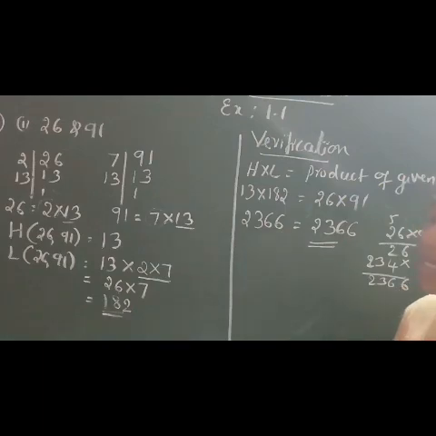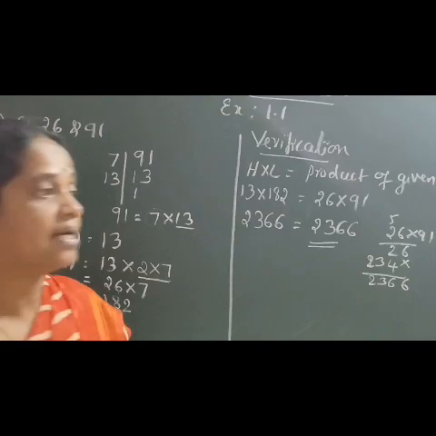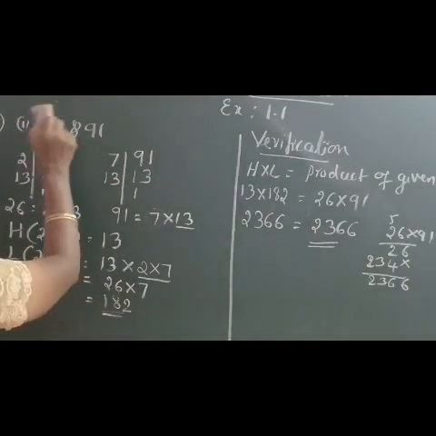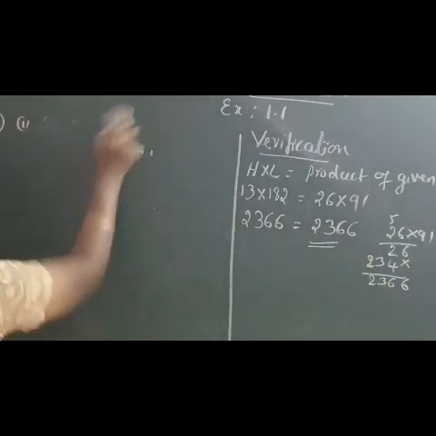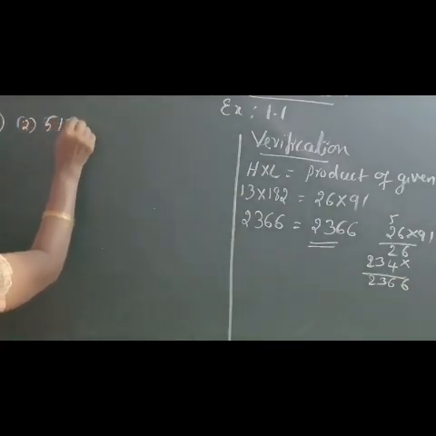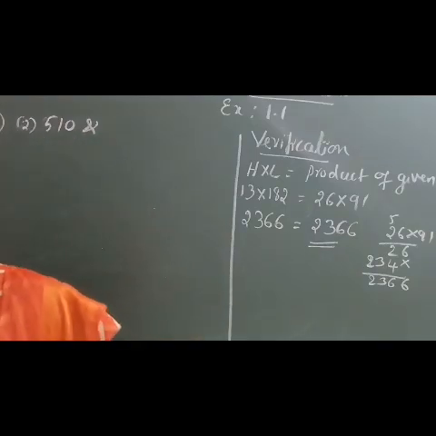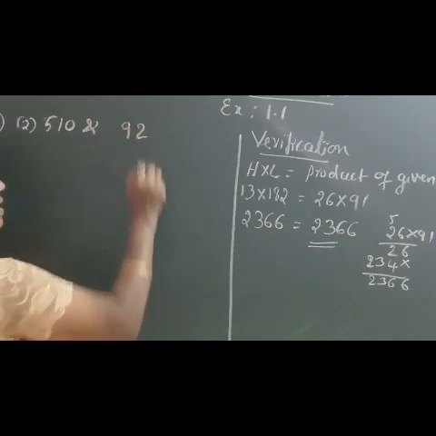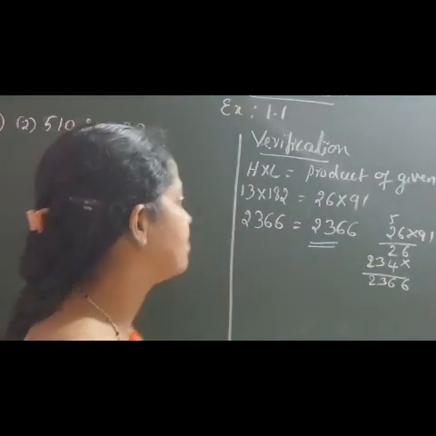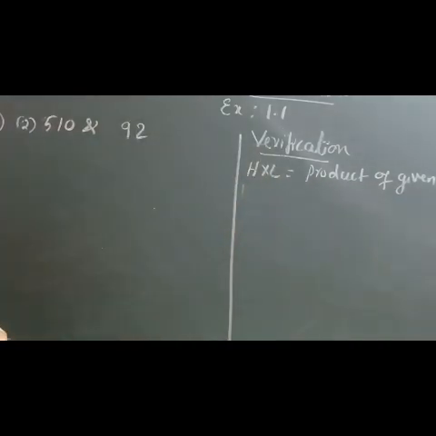Same for the next number, which is the next question given in this exercise, finding HCF and LCM of 510 and 92. Let us take the next number. Okay, second number 510 and what is the next number? That is 92. Both are even numbers. Do this factorization. Same relation I got here.